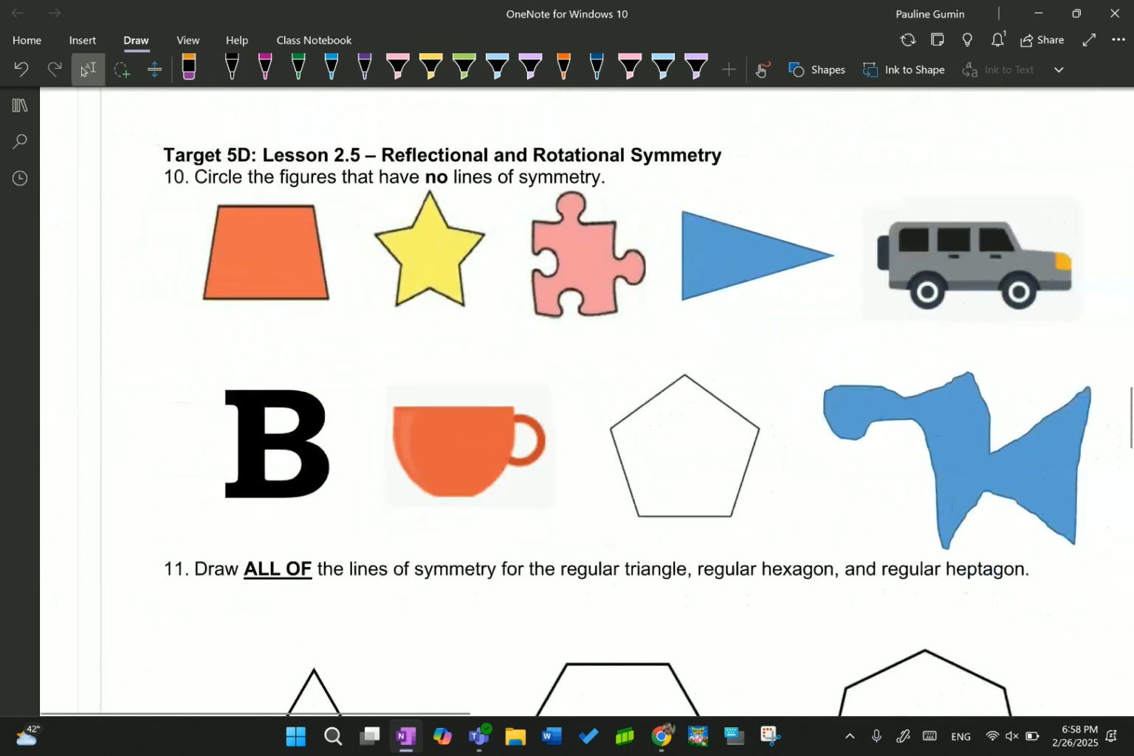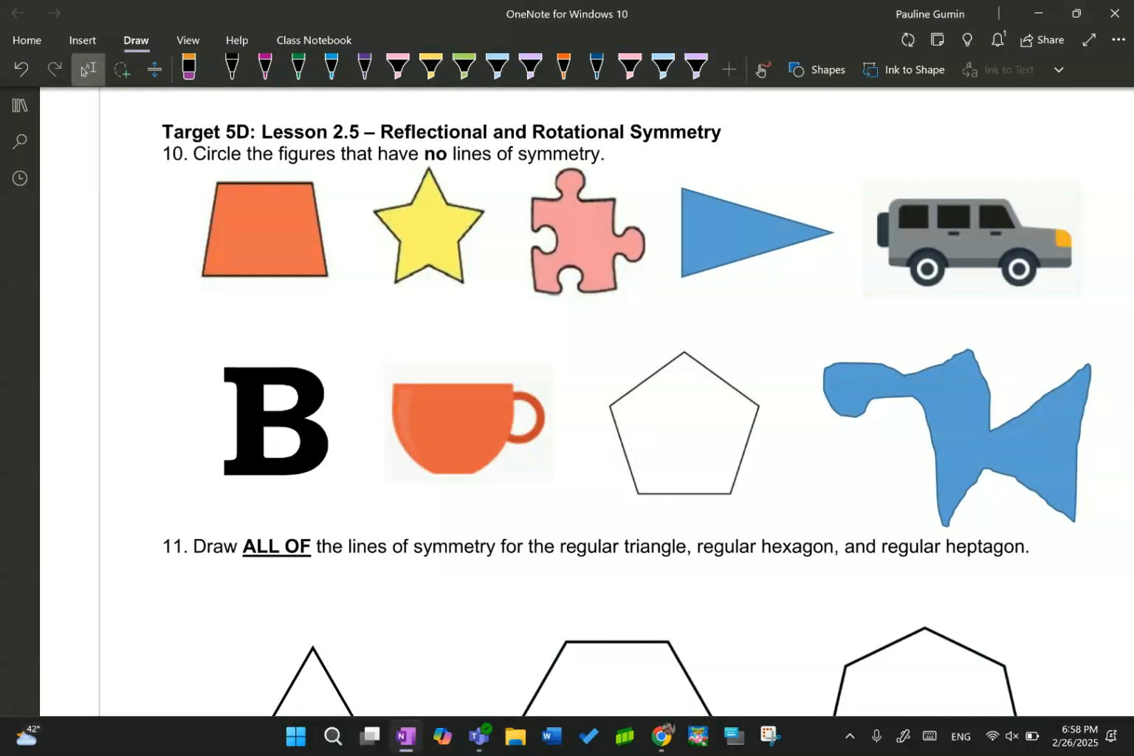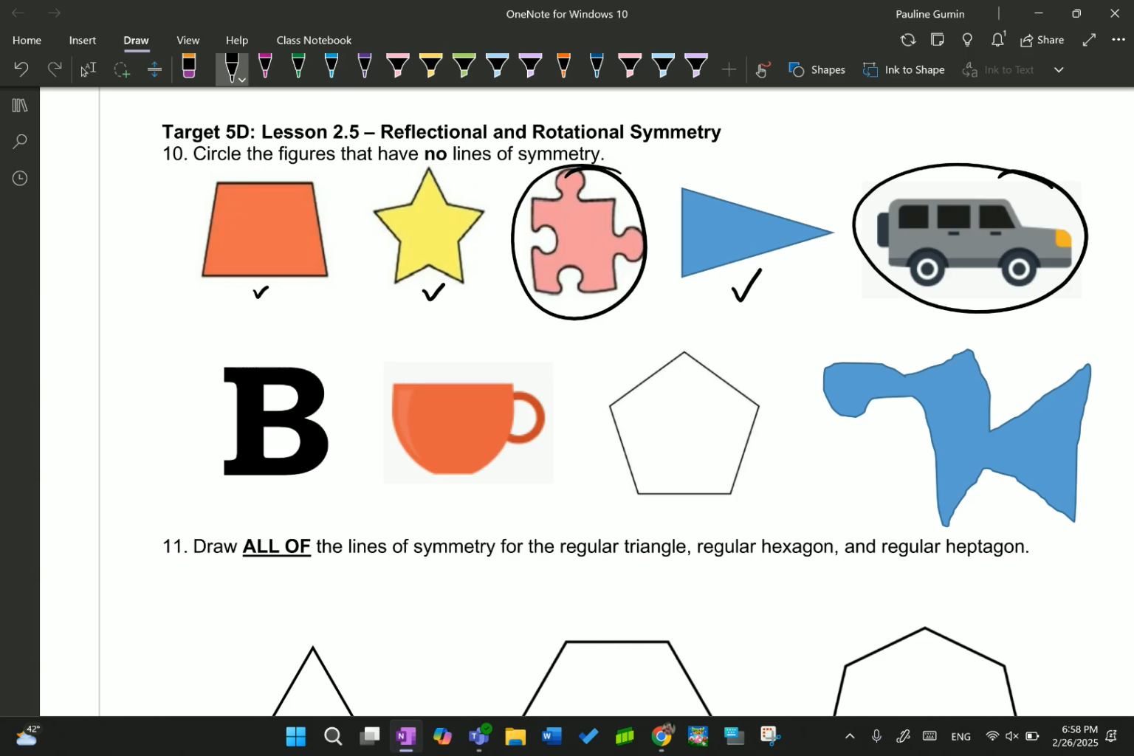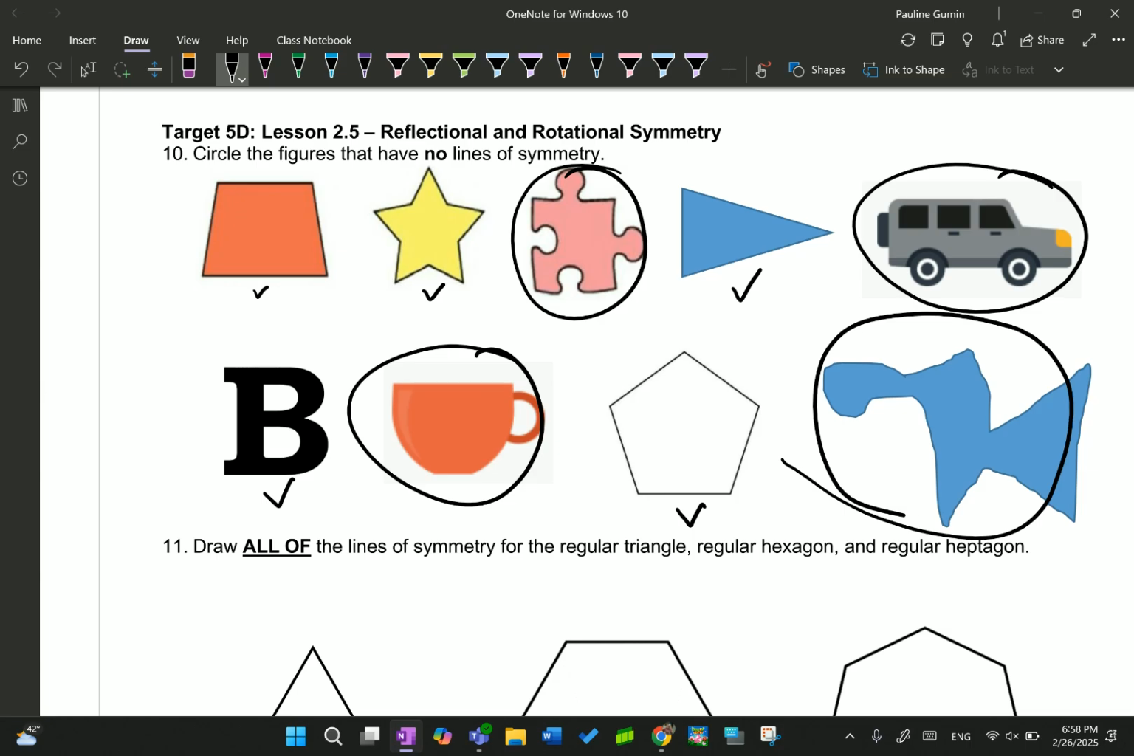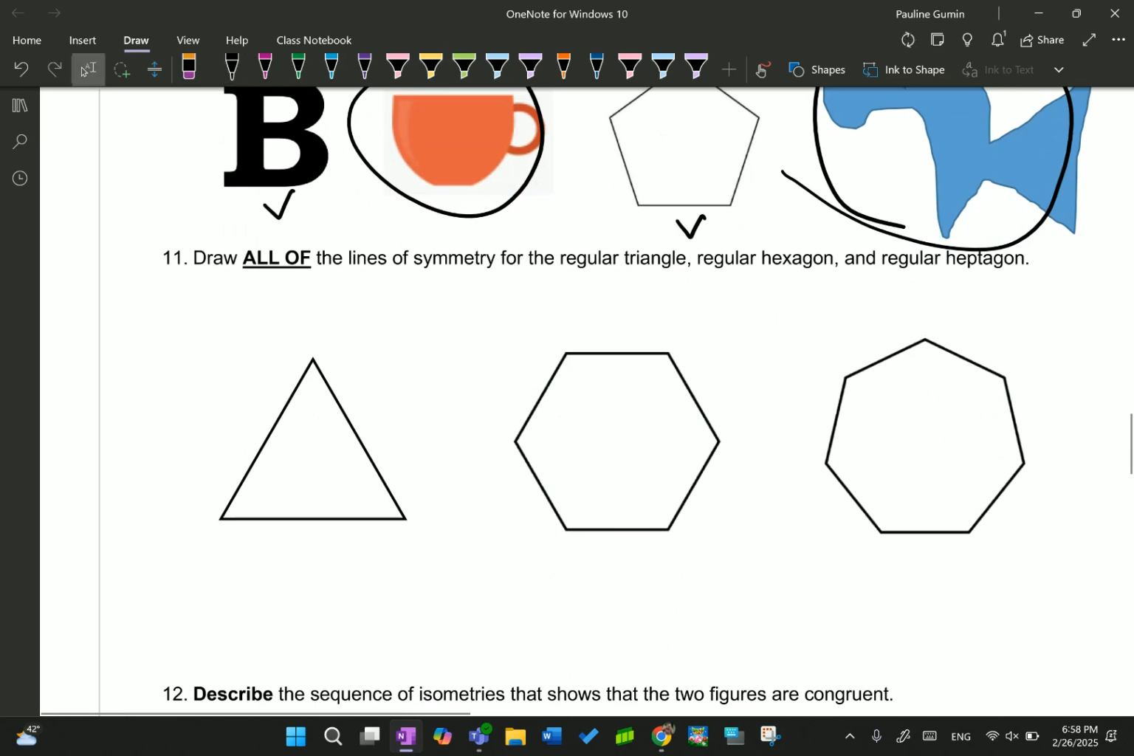All right, number 10. Circle the figures that have no lines of symmetry. Lines of symmetry are lines that divide an image into perfect halves. Okay, this one has lines. This one can be split in half. This one cannot. This can be split in half. This cannot. This can be split in half. This cannot. That darn handle. This can be split in half. This definitely cannot.